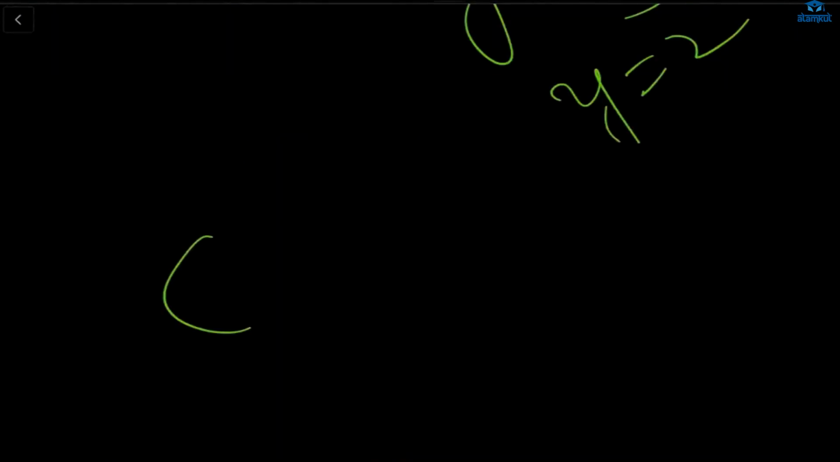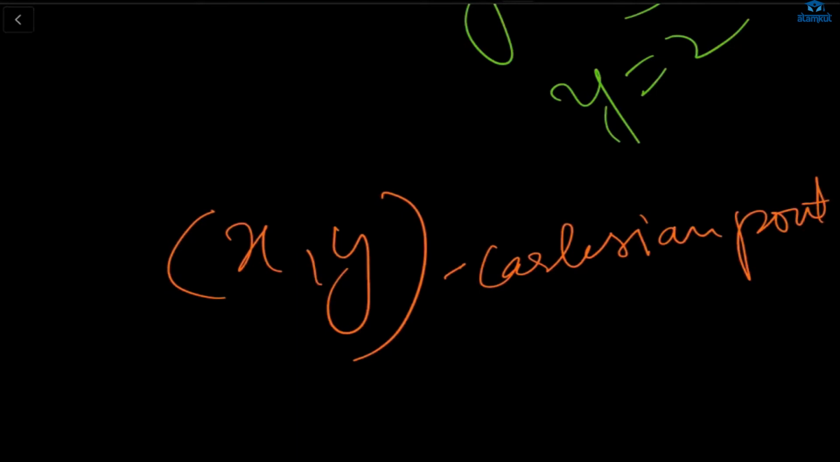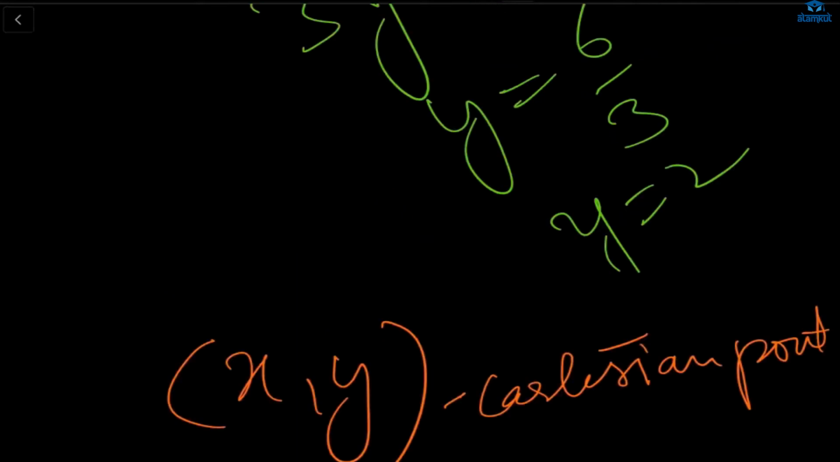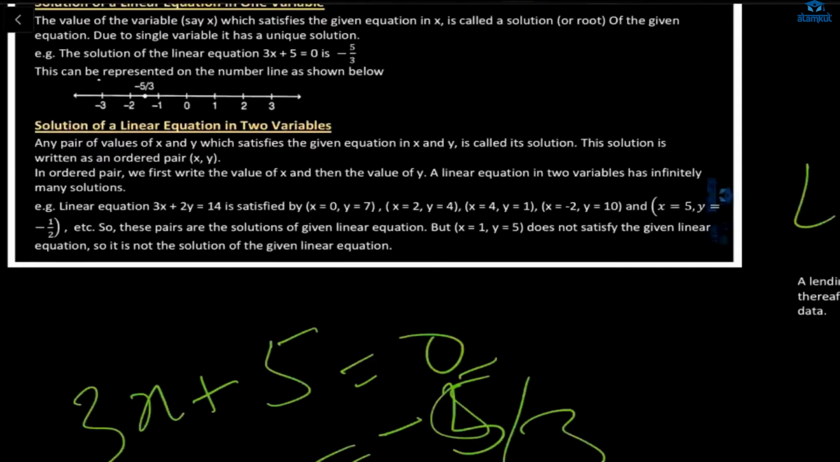X comma y. Always when you are writing this ordered pair or coordinate pair in coordinate geometry, you are going to mention x first, y afterwards. So this x comma y is the solution of your linear equation in two variables. Here x will be first, y afterwards, and you can see that a linear equation in two variables has infinitely many solutions. How is this possible? Let's see.